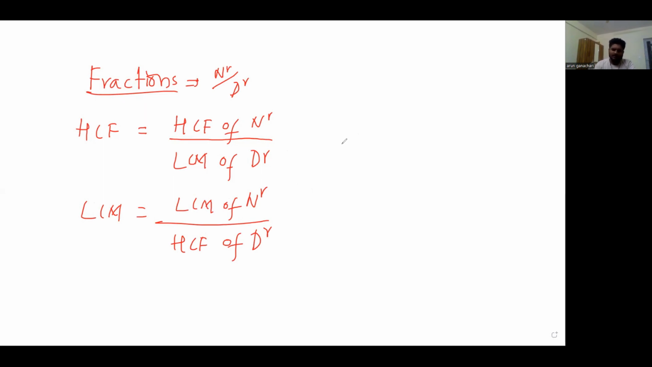Let us start with a very simple thing. What is the HCF and LCM of 14 by 3, 21 by 9 and 7 by 15? Now if I wanted HCF, what will I do? I'll find out the HCF of all the numerators. What are the numerators here? 14, 21 and 7.